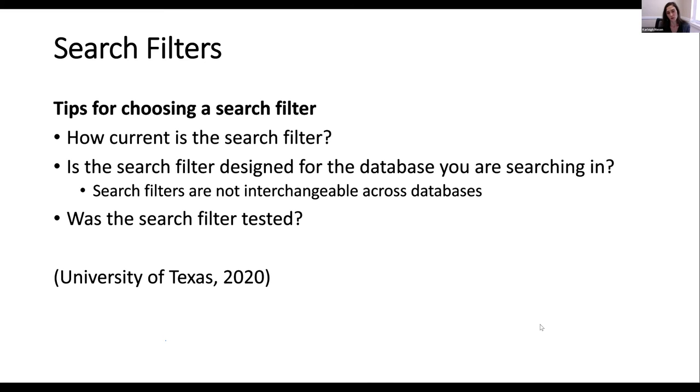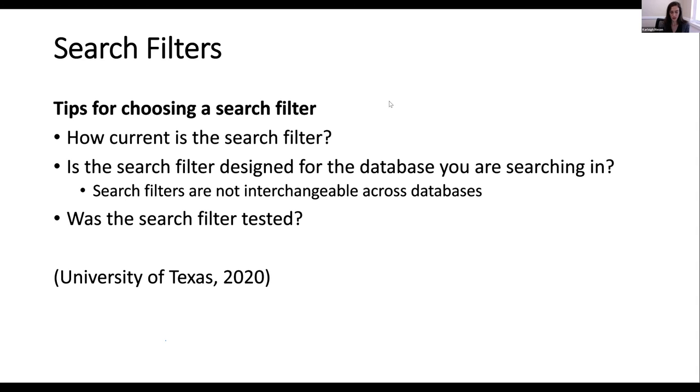And so the controlled language that you might be using in PubMed might not transfer to APA PsycINFO. There'll be very different ways of constructing that controlled vocabulary. So again, the search filter is designed for the specific database. And then the other thing you can be thinking about is, was the search filter tested? So typically when you discover or identify the search filter that you are looking for, there should be some information or some guidance as to how that was tested. And that will help you kind of determine how reliable you find that search filter to be.